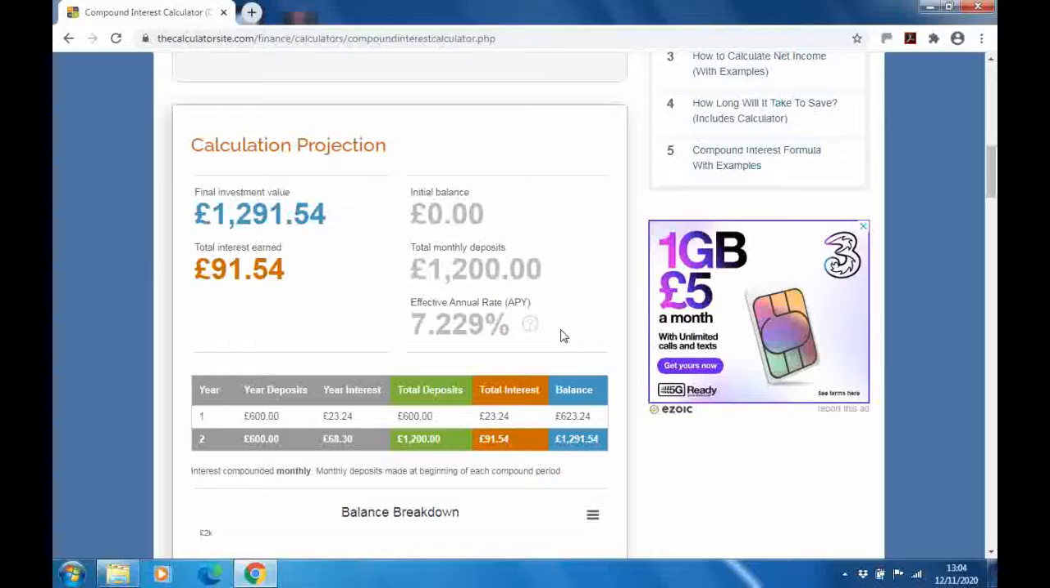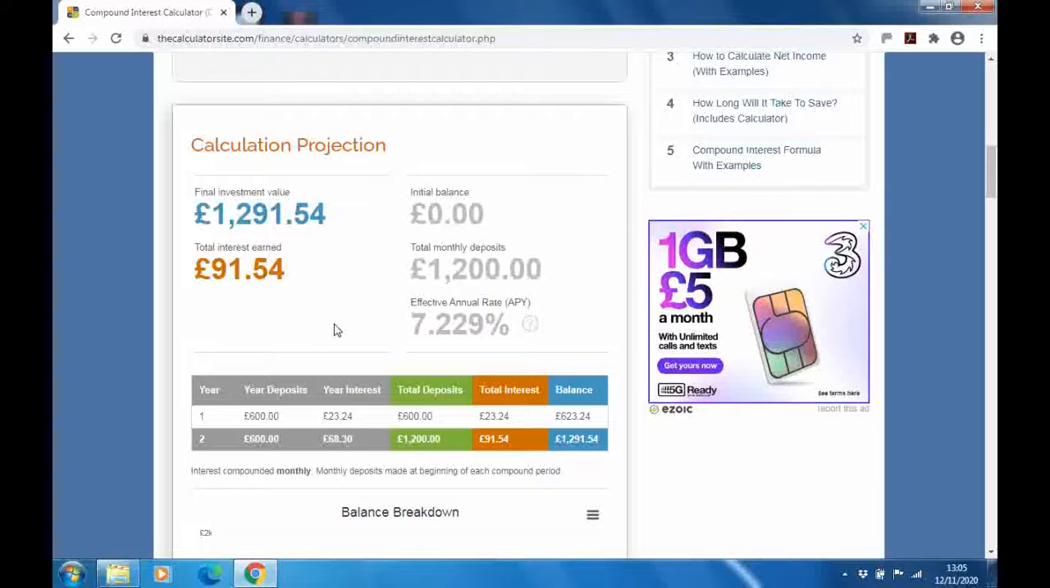So over 2 years, I would have paid in £1,200. It breaks it down so that my final investment after 2 years could possibly be £1,291.54, and in the 2 years I might have earned £91.54 of interest. Now that doesn't sound very much, but that's only over 2 years. The key to making this power of compounding work is time.